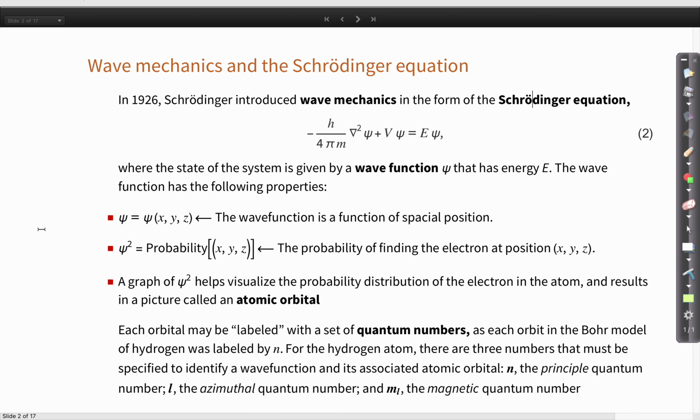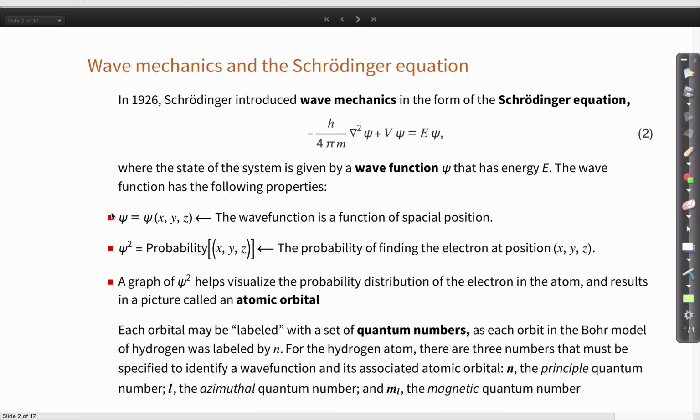So in the Bohr model, we had n equals 1, n equals 2, n equals 3. Each of those were orbits. We're replacing those with wave functions. So what are the wave functions? First of all, what are they functions of? They're functions of spatial position.